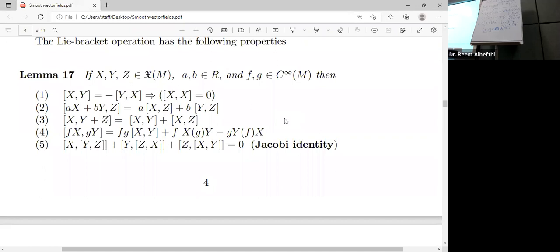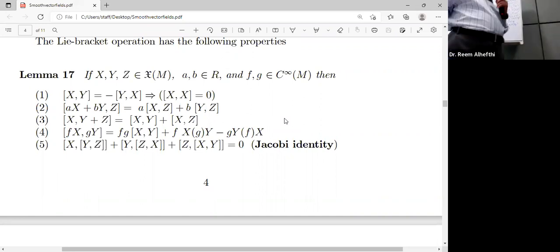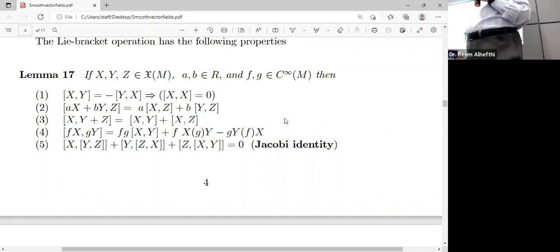First condition: there is an equivalence between [X,Y] equal to minus [Y,X] and [X,X] equal to 0 for all X. They are equivalent. Now, this is a requirement, but it is not hard to prove. They are very easy and straightforward. What you need to do simply is this.